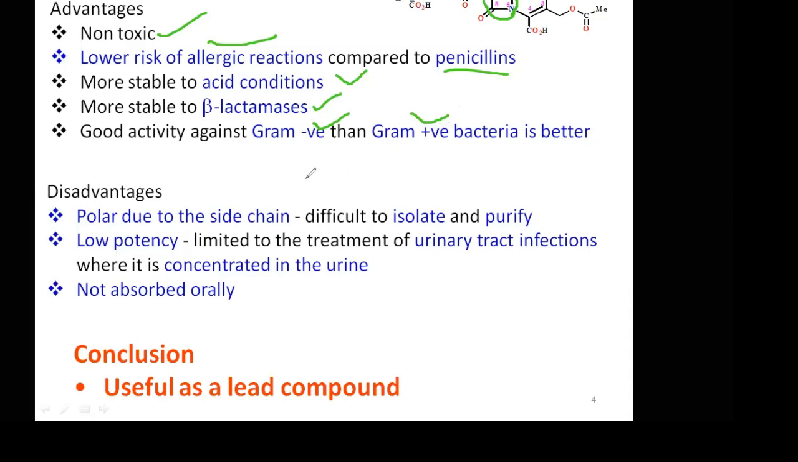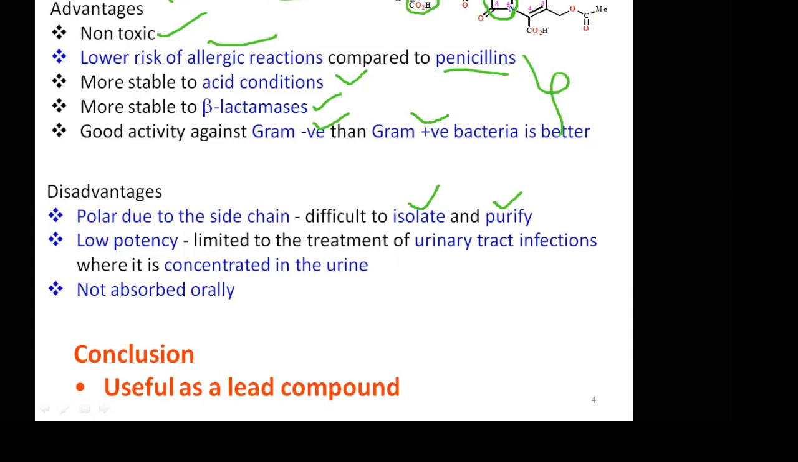Now, the disadvantages of cephalosporin C, which is what we are discussing. It is poorly polar due to the side chain. This is adipic acid, with a carboxylic group and an amine. It's nothing but an amino acid, so more polar. So it was very difficult to isolate and purify the compound. Low potency.